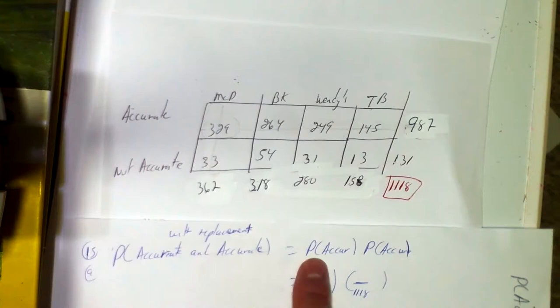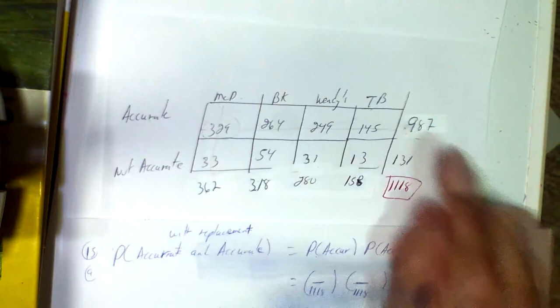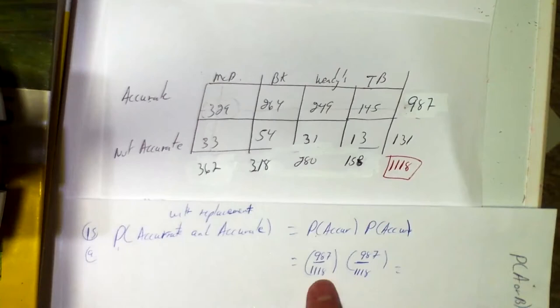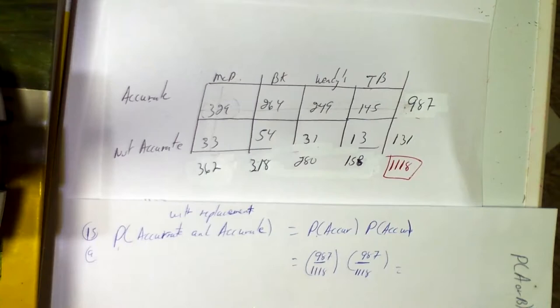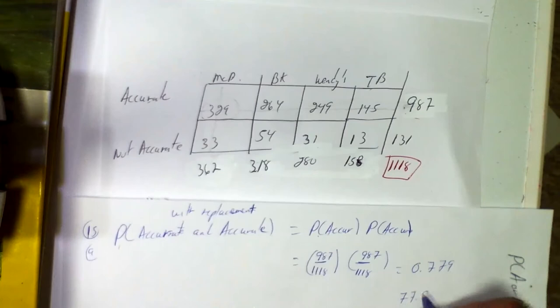So what is the count of the accurate? The accurate count total is 987. So that means both of them are going to be 987s. So 987s over 1118. Now you can type it in as 987 over 1118 squared, or you can just type them in as is, right? I'll just do it, I'm gonna cheat: 987 over 1118 squared. All right, I got 0.779 or 77.9%.